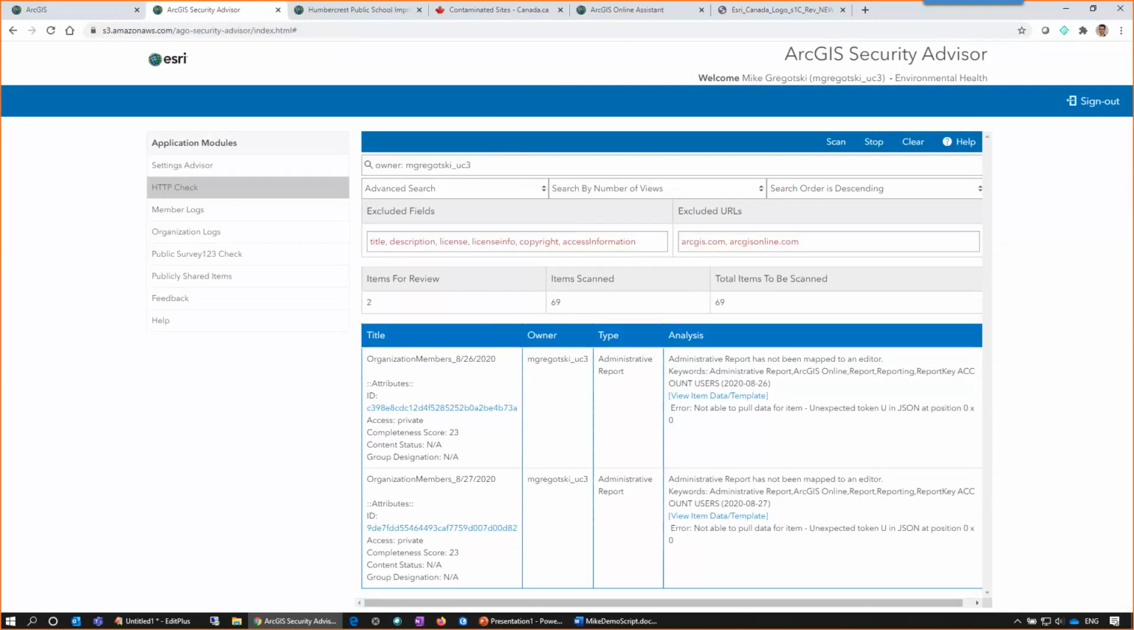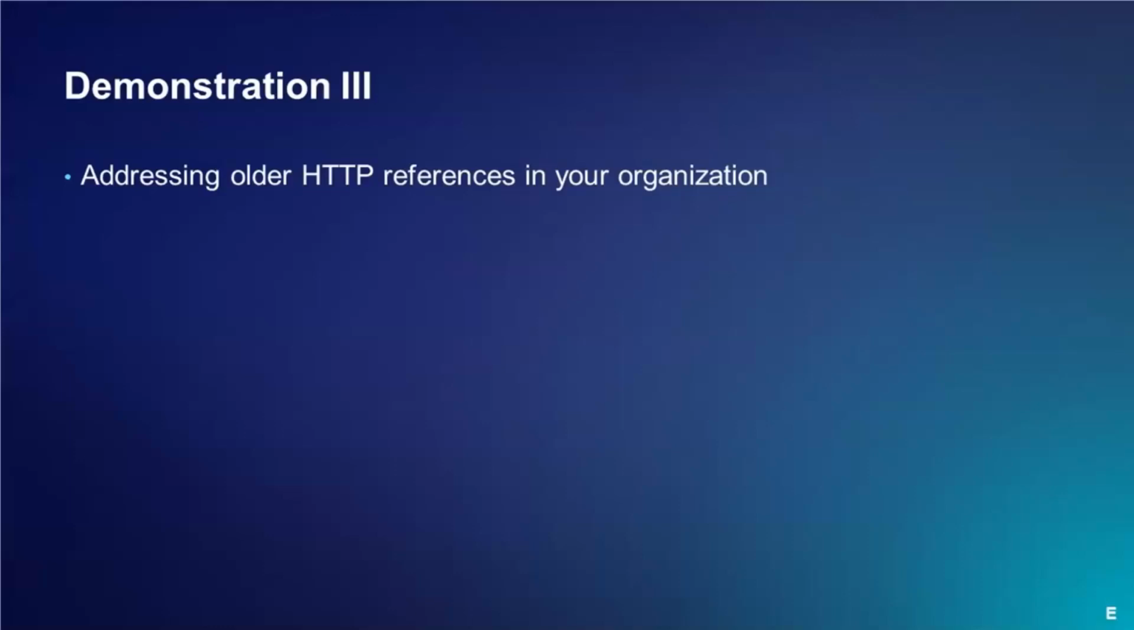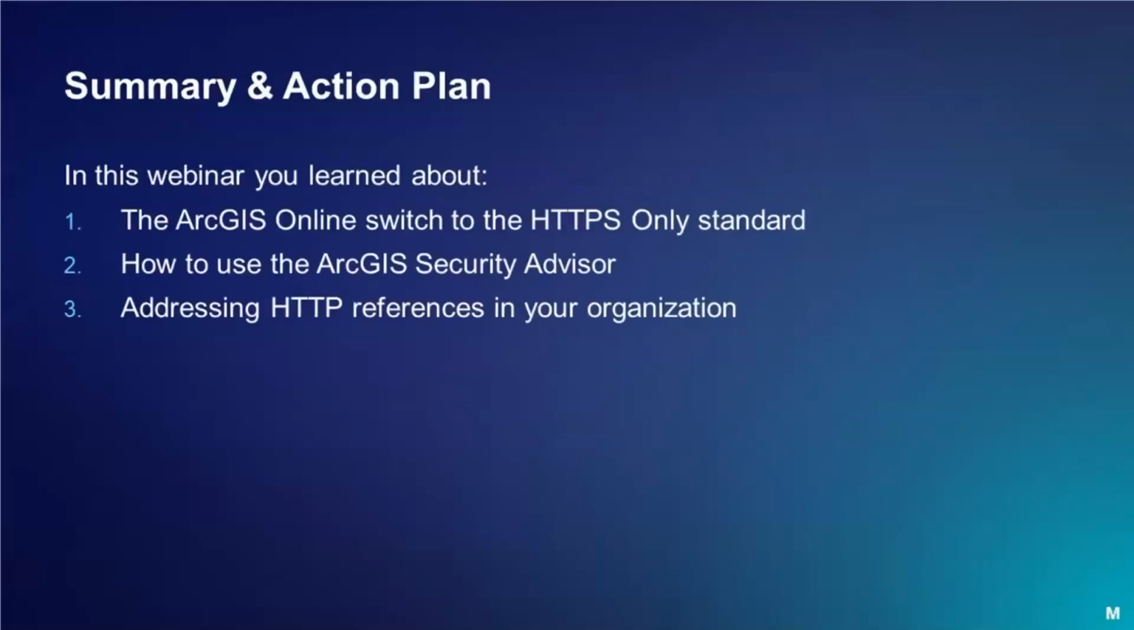I'm going to go back to the slides because we've got an action plan that we put together, which I think you will find very handy. And let's get through the summary first here. Essentially, we've learned about the ArcGIS Online switch to the HTTPS only standard and why this is important. We've talked about the areas that you can look at using the ArcGIS Security Advisor. And we've talked about how you could address these HTTP references in your organization. So that's what we've covered.